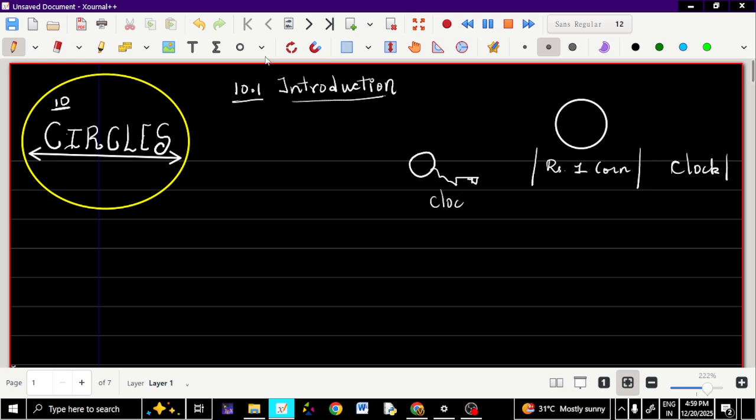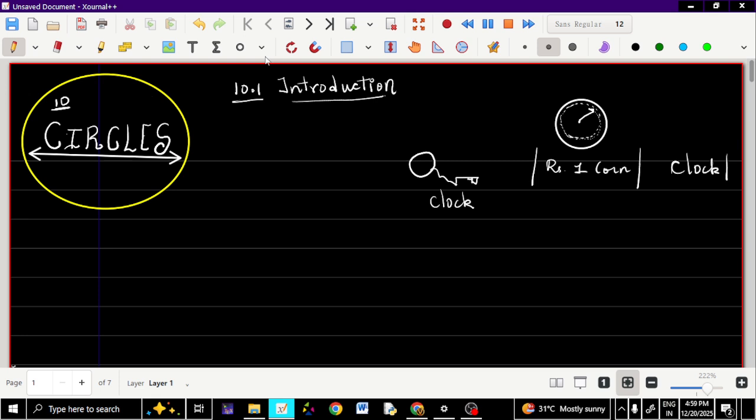You must have seen a clock in your home, that is also round in shape. Now if you think of this as a clock, the second hand keeps moving in a circular region, in a round region, right? The path that it traces is called a circle. So this is basically a circle.